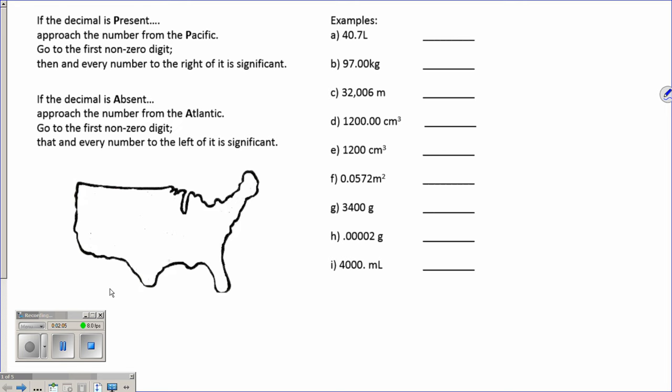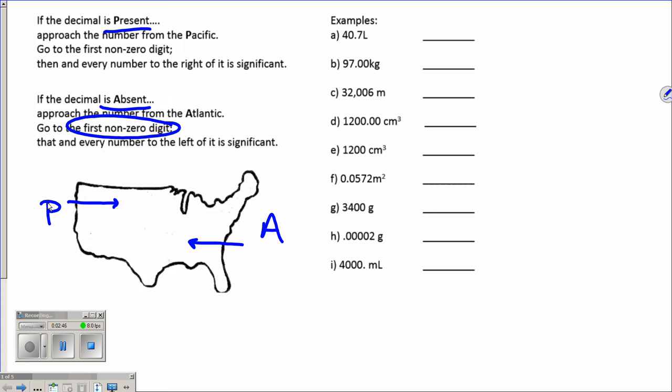So basically, I want you to understand that the Pacific Ocean is on this side of the continental United States. What we swim in is the Atlantic. And that Pacific and Atlantic really stands for present and absent. And that's talking about the decimal place. And it really just tells you which way you are going to look at the number. Are you going to go from left to right when counting, or are you going to go from right to left when counting, depending on whether the decimal is present or absent. So when you're counting, you start counting at the first non-zero digit, and then after that, you just continue counting in the direction that you started.